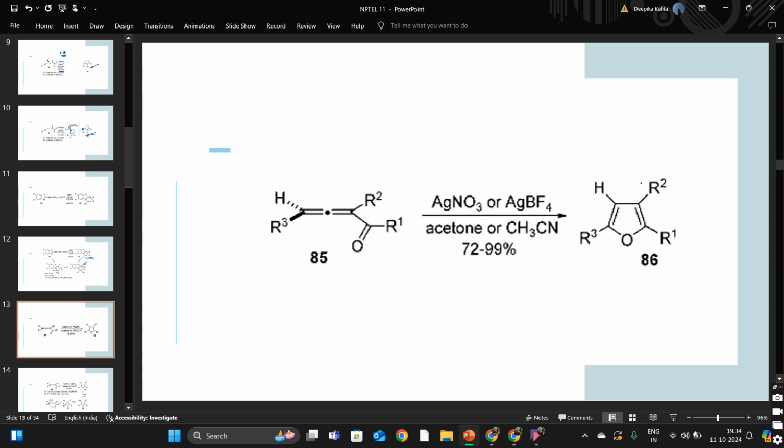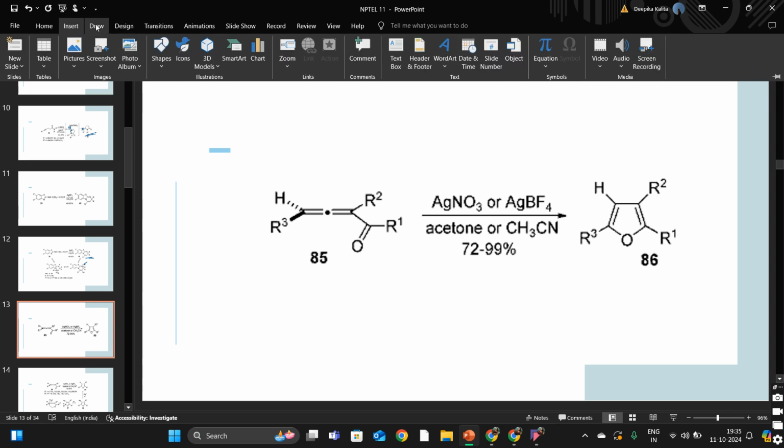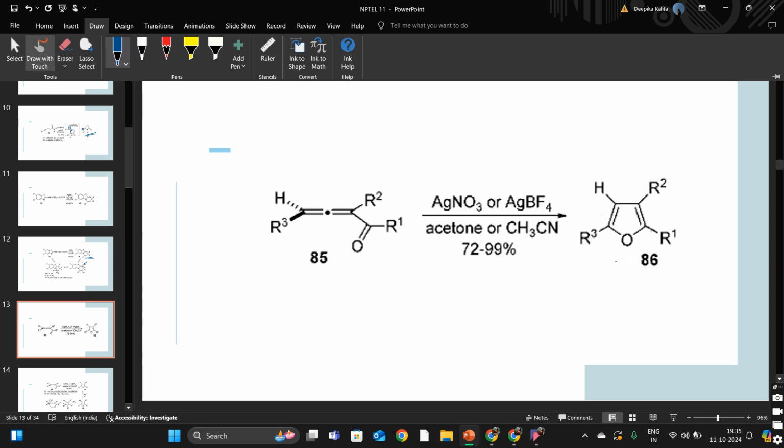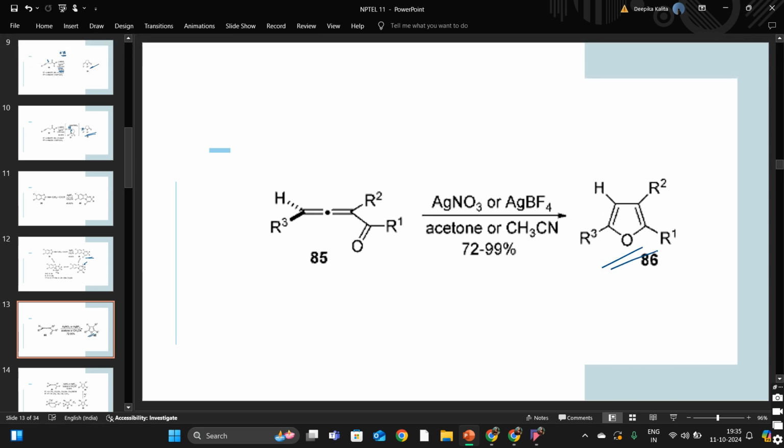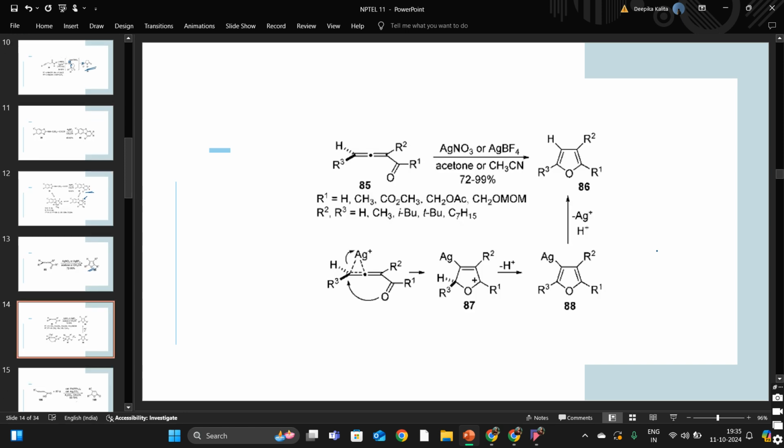Now let us look at nucleophilic attack of oxygen on allenes. Okay, how they are going to take place. Again, we are using silver catalyst here, which is silver nitrate or silver fluoroborate. Okay, and the solvent present is acetone or acetonitrile, and the yield is very good, 72 to 99% yield. So from an acyclic allene molecule, we are going to get this furan moiety, which is highly substituted also. Let us see how it is taking place.